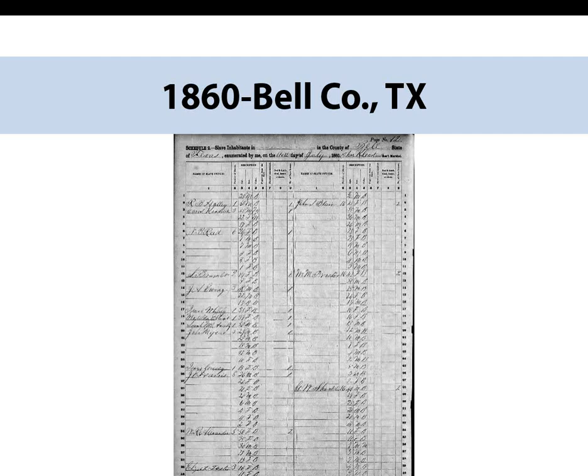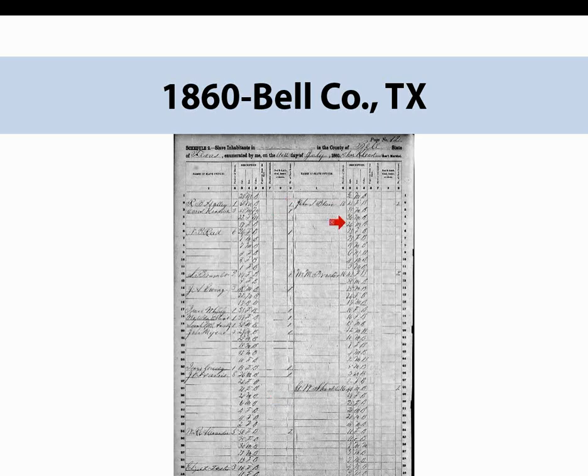So this is an example from 1860 from Bell County, Texas. Both columns here are enumerations, so it reads slightly differently than a population schedule. The people that are included, the names that are here, those are the names of the slave owners.